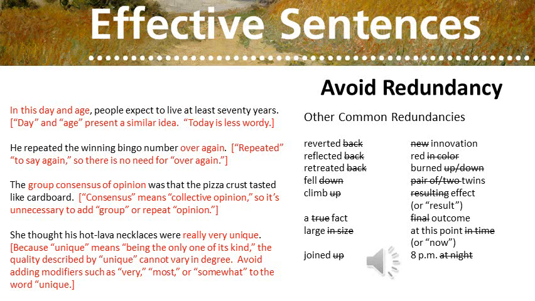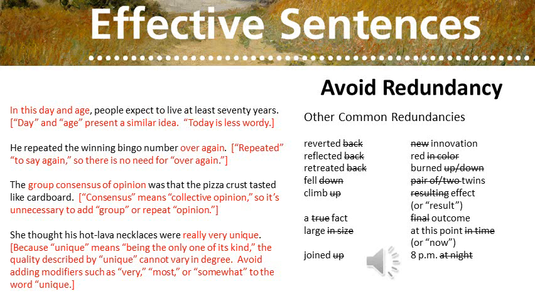He repeated the winning bingo number over again. If you repeat, you are saying it over again. There is no reason to say repeated and over again. He simply repeated the winning bingo number. The group consensus of opinion was that the pizza crust tasted like cardboard. Consensus does mean collective opinion, so it is unnecessary to add group or repeat opinion. You just need to say the consensus was that the pizza crust tasted like cardboard.